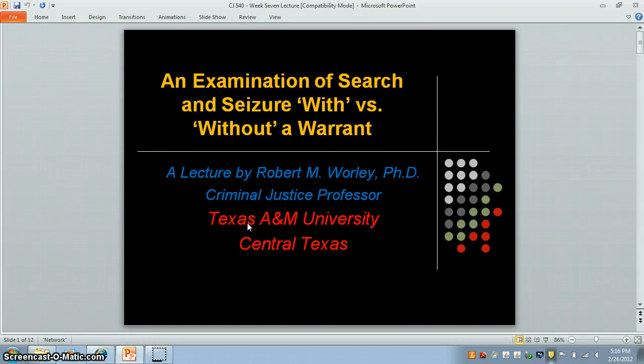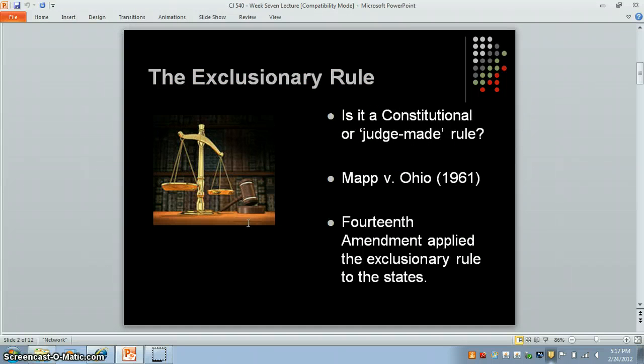The exclusionary rule provides that any evidence obtained by the government in violation of the Fourth Amendment guarantee against unreasonable search and seizure is not admissible in a criminal prosecution to prove guilt. The court has stated in numerous cases that the primary purpose of the exclusionary rule is to deter police misconduct.